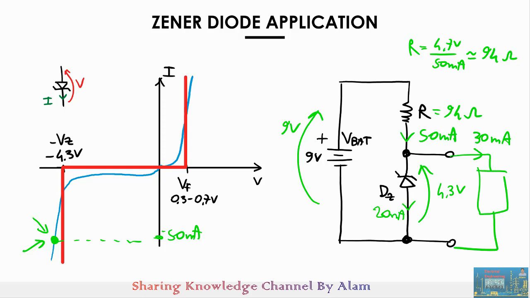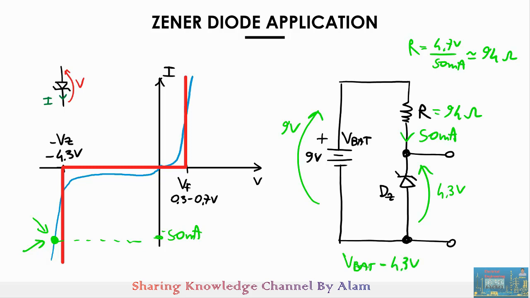At the same time, you can notice this other thing: even if the battery voltage drops as the battery discharges, the output voltage will remain constant, equal to 4.3 volts, as long as the drop across the resistor, which is Vbat minus 4.3 volts, is high enough such that the current going through the device keeps the device in the Zener region of operation.